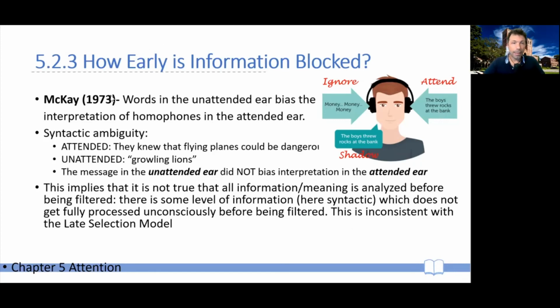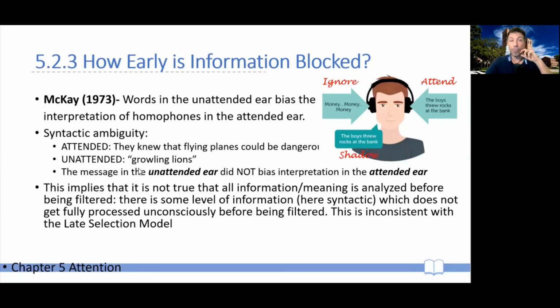For example, take this sentence. They knew that flying planes could be dangerous. Now, you realize that there are two ways of interpreting this sentence. Either flying planes are planes that fly, or that people that fly planes, right? Sorry, that the act of flying a plane could be dangerous. So here too, there are two possible interpretations. And again, the question is the same. Can you prime one interpretation versus another by playing a message in the unattended channel?